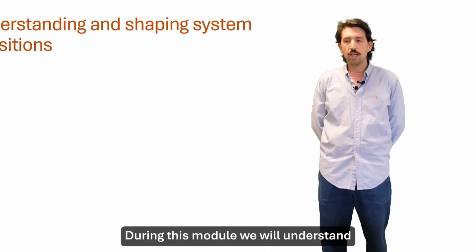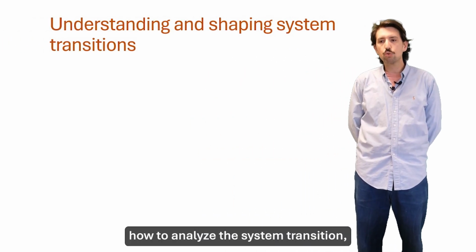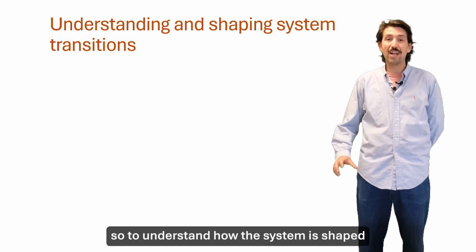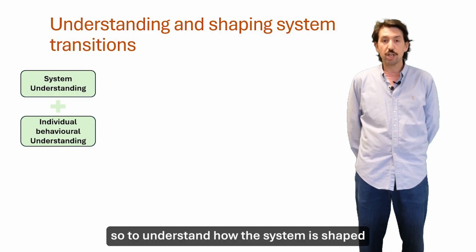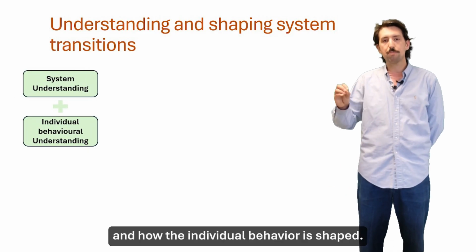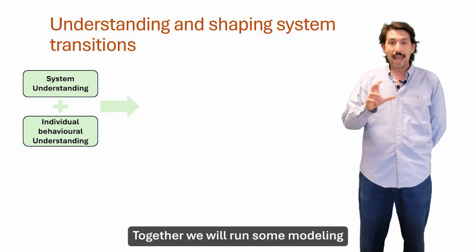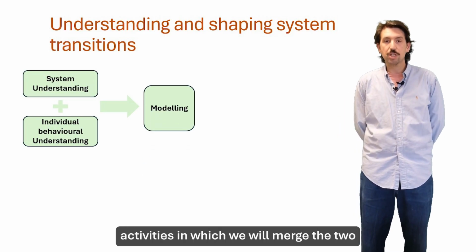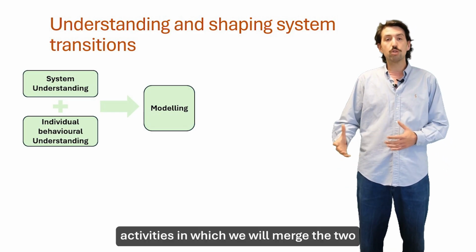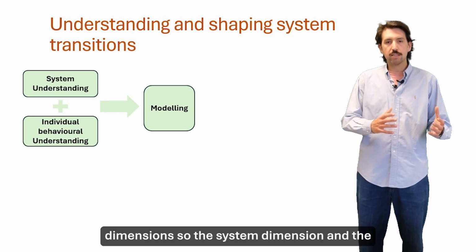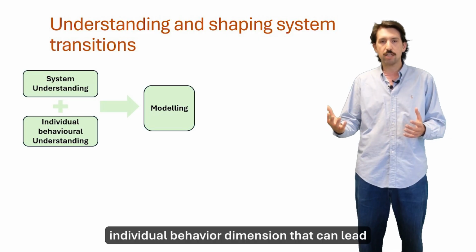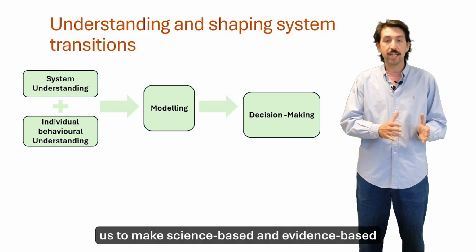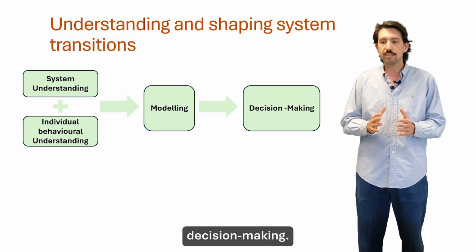During this module, we will understand how to analyze the system transition, so to understand how the system is shaped and how the individual behavior is shaped. Together, we will run some modeling activities in which we will merge the two dimensions, so the system dimension and the individual behavior dimension that can lead us to make science-based and evidence-based decision making.